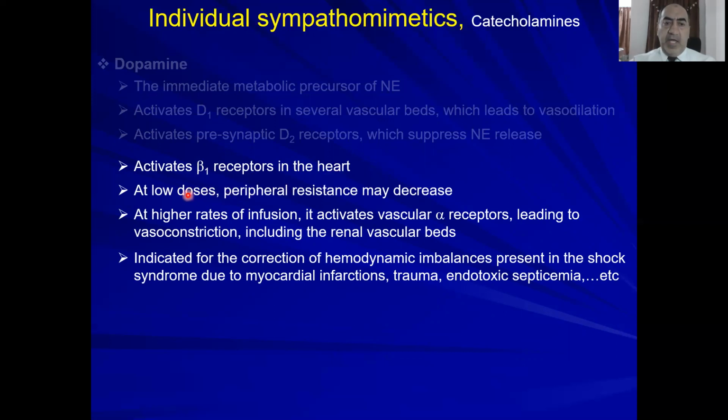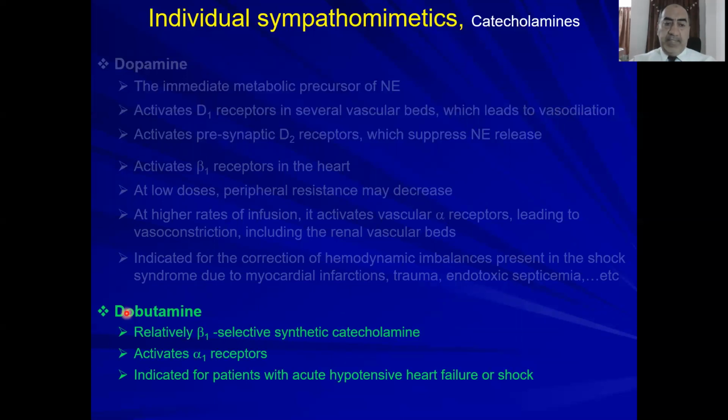At low doses, peripheral resistance may decrease because of this vasodilatation and inhibition of norepinephrine release. However, if you increase the dose, it can activate alpha receptors, which leads to vasoconstriction, including in the renal vascular beds. It's indicated for correction of hemodynamic imbalance present in shock, generally speaking, due to myocardial infarction, trauma, endotoxic septicemia.